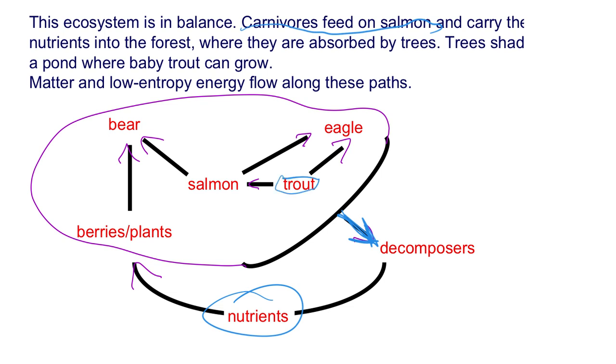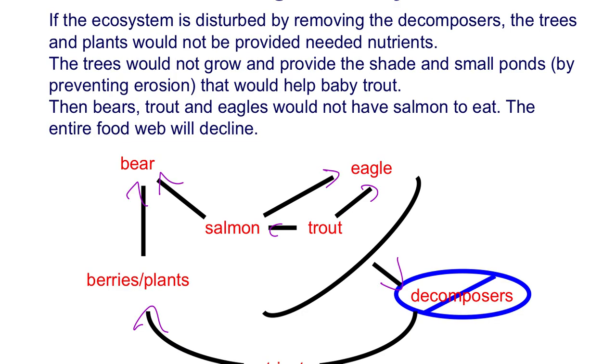Take away the trees, that would disrupt the whole thing with trout. And if there's no baby trout, there's not going to be salmon there. If there's no salmon, there's not going to be bears. There's not going to be berries and plants because the soil won't be rich with nutrients. Okay, so take away one of these things and it disrupts the ecosystem. It unbalances it. Here's a scenario where I don't know how the decomposers can go away, but that's what they picked.